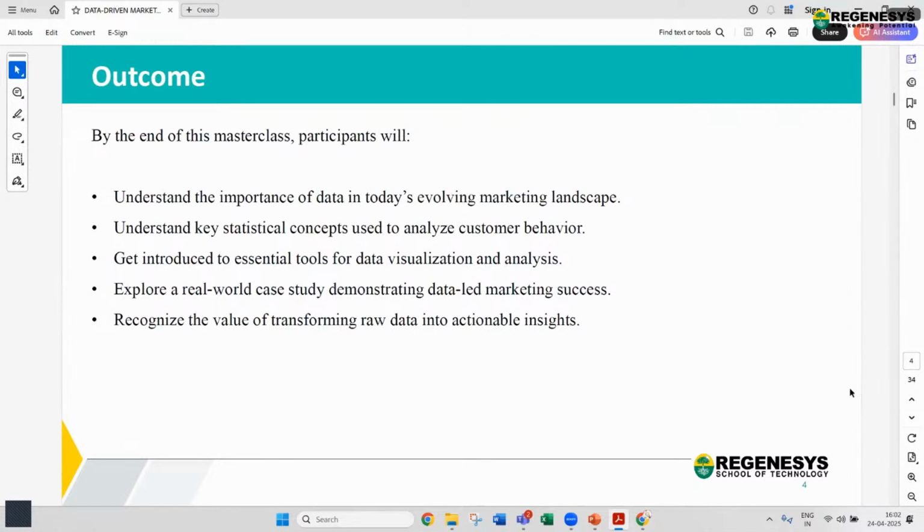So today's session outcome: once we complete the session, you will understand the importance of data in today's marketing. You will be able to understand what the statistical concepts are which are used to analyze customer behavior. You will be able to know the essential tools to analyze the same. We will be doing a small case study, and we will come to know the values of the raw data.